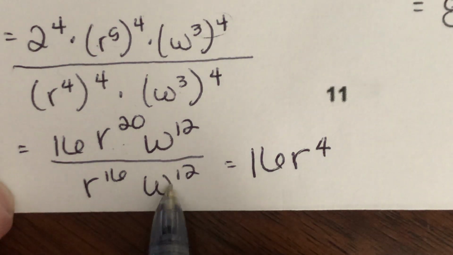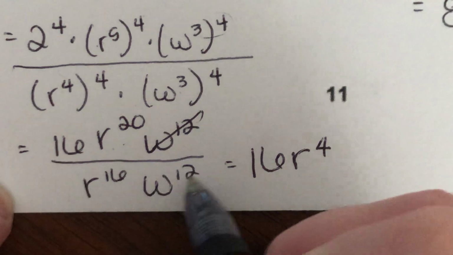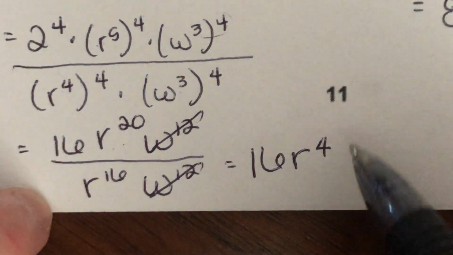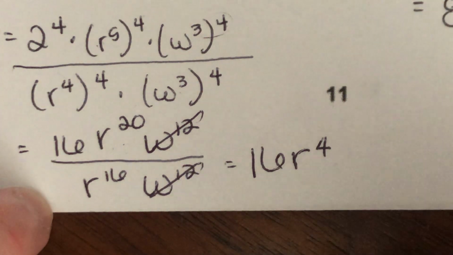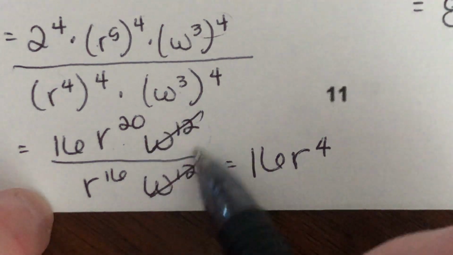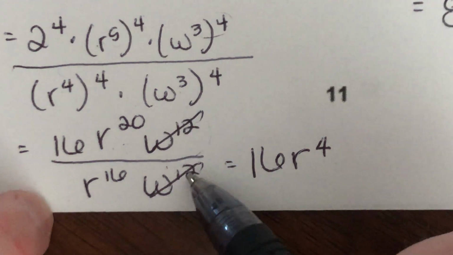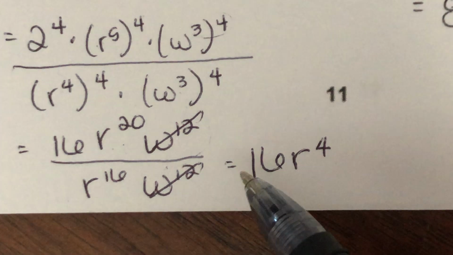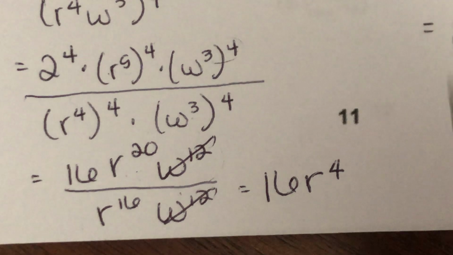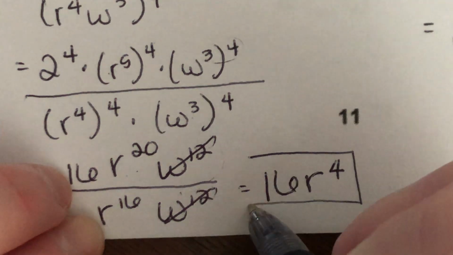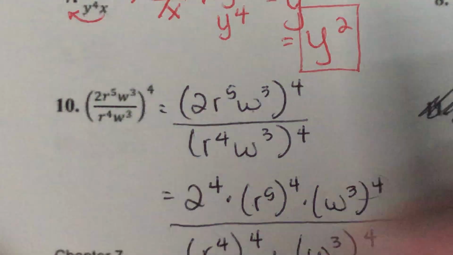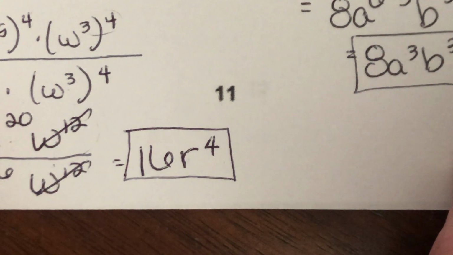And then w to the 12th divided by w to the 12th, they're exactly the same. 12 minus 12 is 0, and w to the 0 power is just 1. But I'm not going to write a times 1 here. I'm not saying it's w to the first power. I'm saying the entire thing is the number 1. Anytime you have a variable or a base raised to the 0 power, the entire answer is always 1. So here's our final answer for this problem. Right? It looks way complicated, and then our answer is just simple.